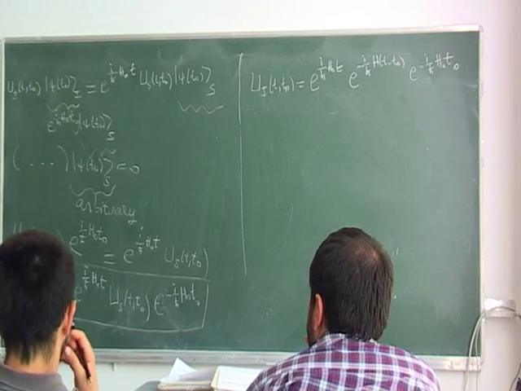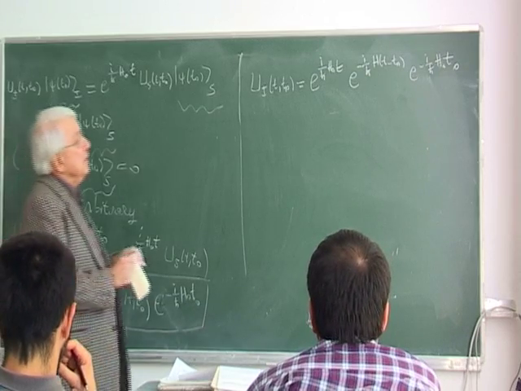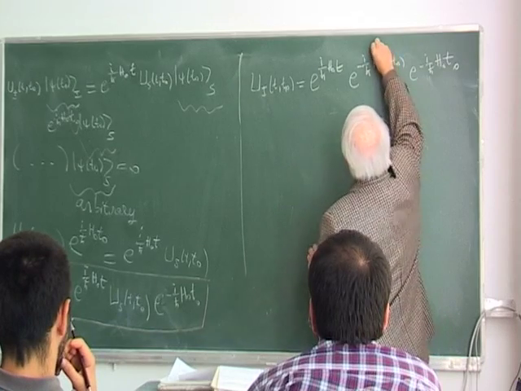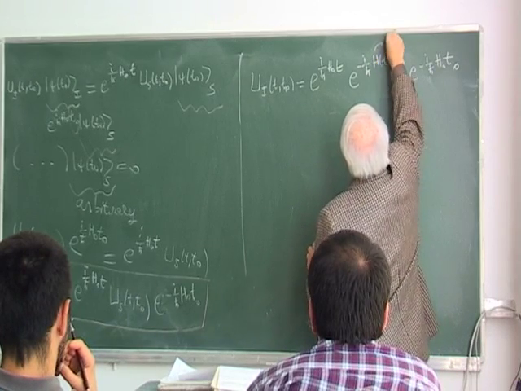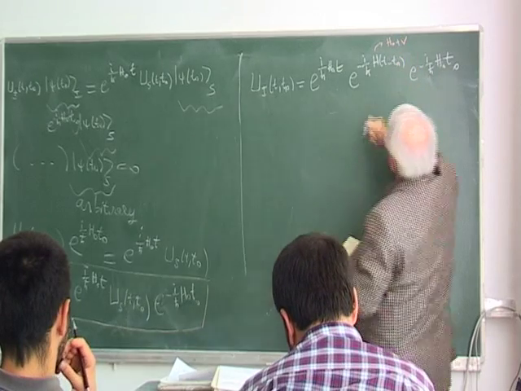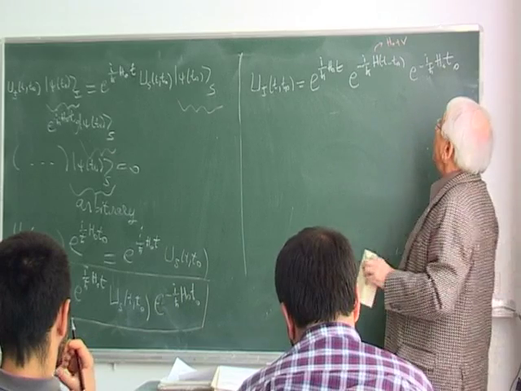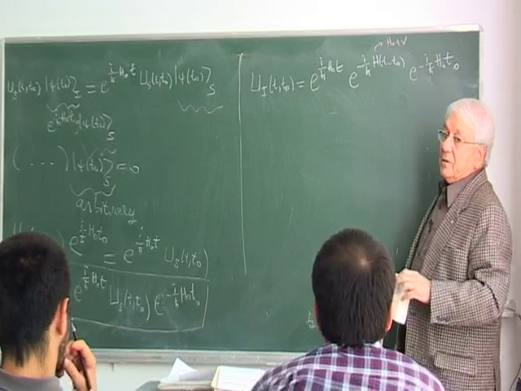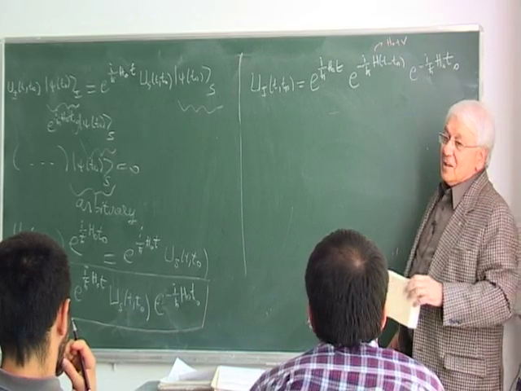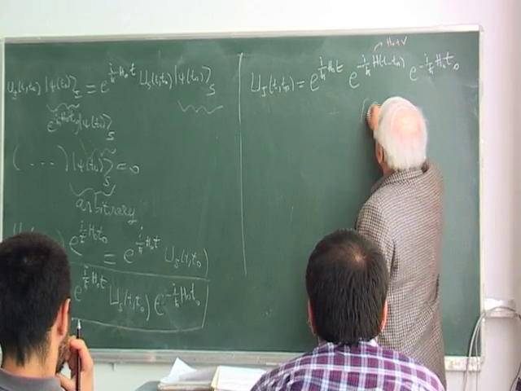We cannot move them around. Why? They do not commute. What do I mean by that? For instance, what is this? It is H0 plus V. Can I split this into two and combine it with the left exponential, or kill it with the left one? No, because H0 and V don't commute. These are general operators. There's no way. Warning.